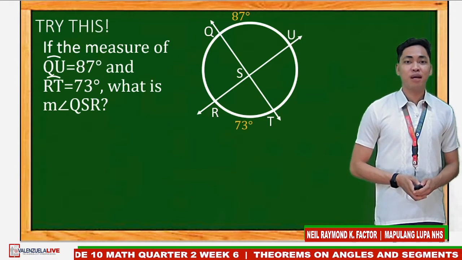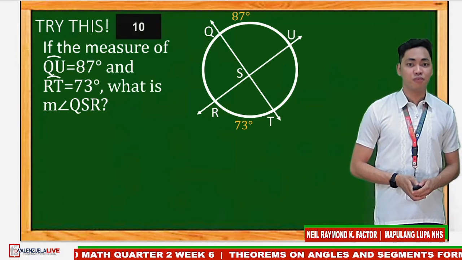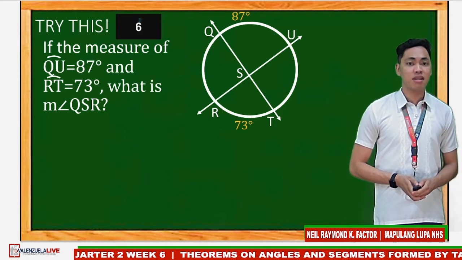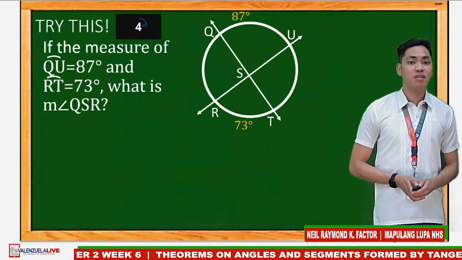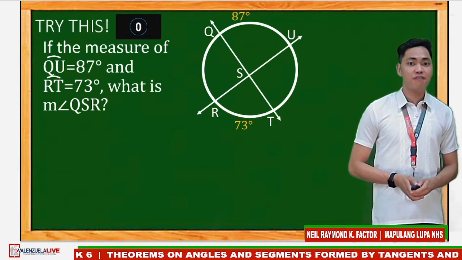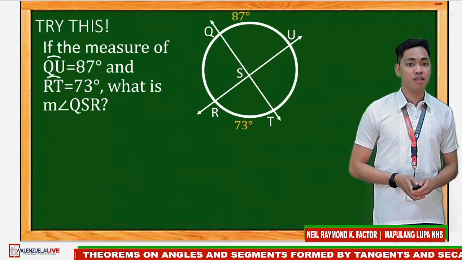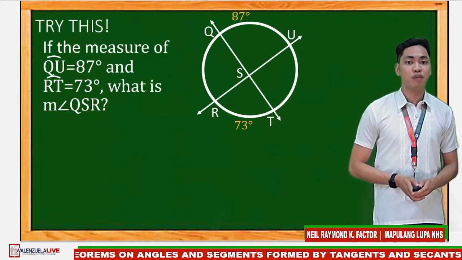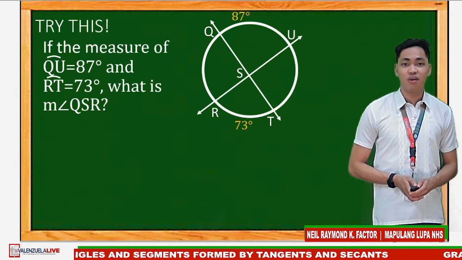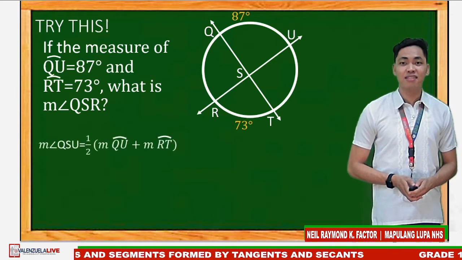If the measure of arc QU is 87 degrees and arc RT is 73 degrees, what is the measure of angle QSR? Again, if the measure of arc QU is 87 degrees and the measure of arc RT is 73 degrees, what is the measure of angle QSR? Comment your answers. You have 10 seconds.